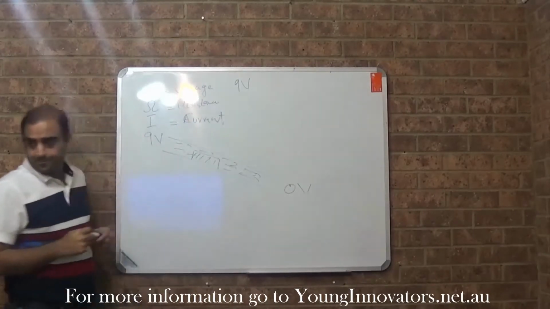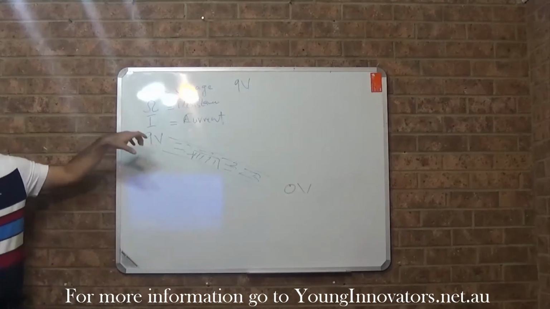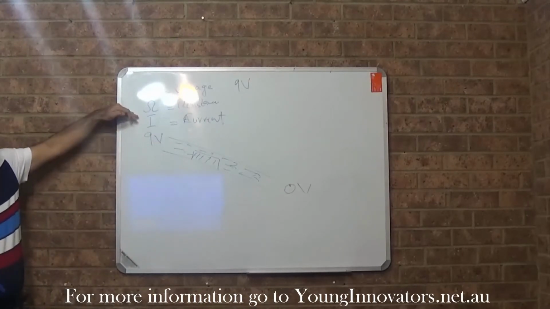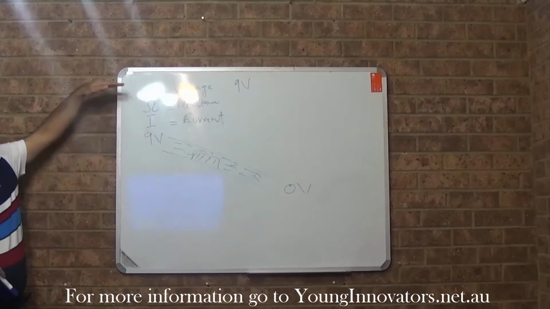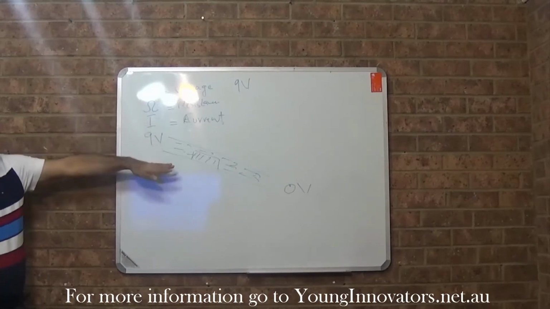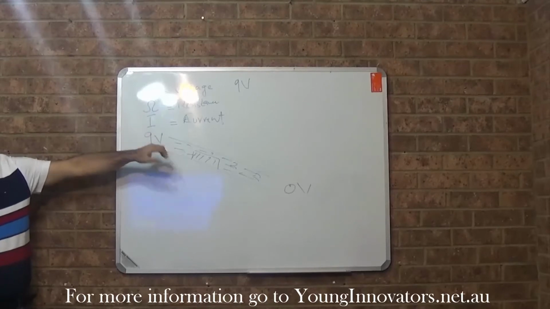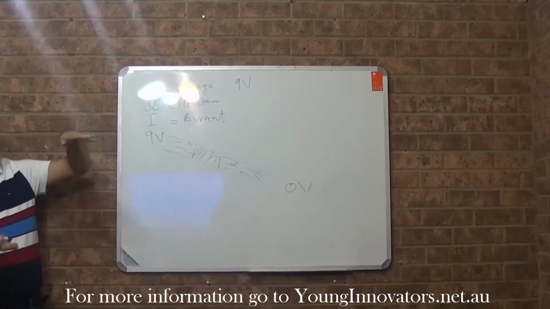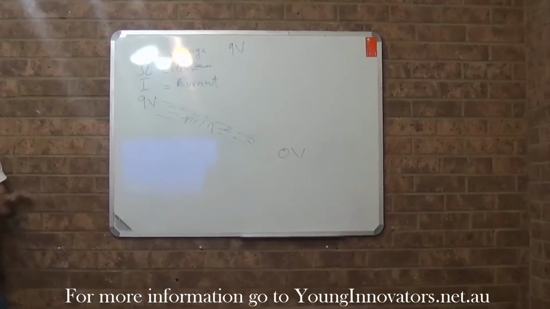So the actual water that flows is current. How much it will flow, because of the height between these two points, is voltage. If you want to stop the flow of the water or decrease the flow of the water, that's the resistance. Does that make sense, guys?